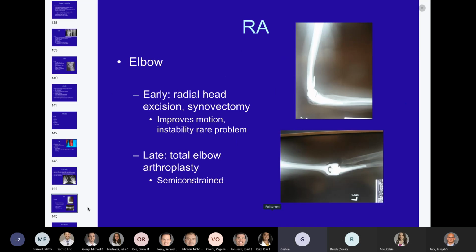Rheumatoid arthritis of the elbow, things that have been asked. Early on, what's the role of synovectomy? It improves motion, but does not change the long-term disease. Late rheumatoid, they're going to want you to do a total elbow.